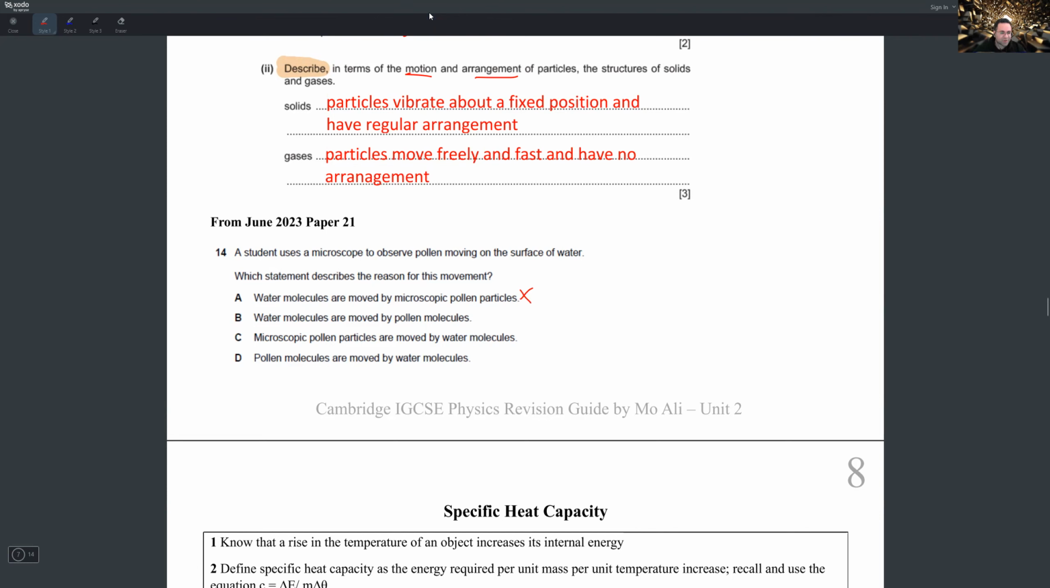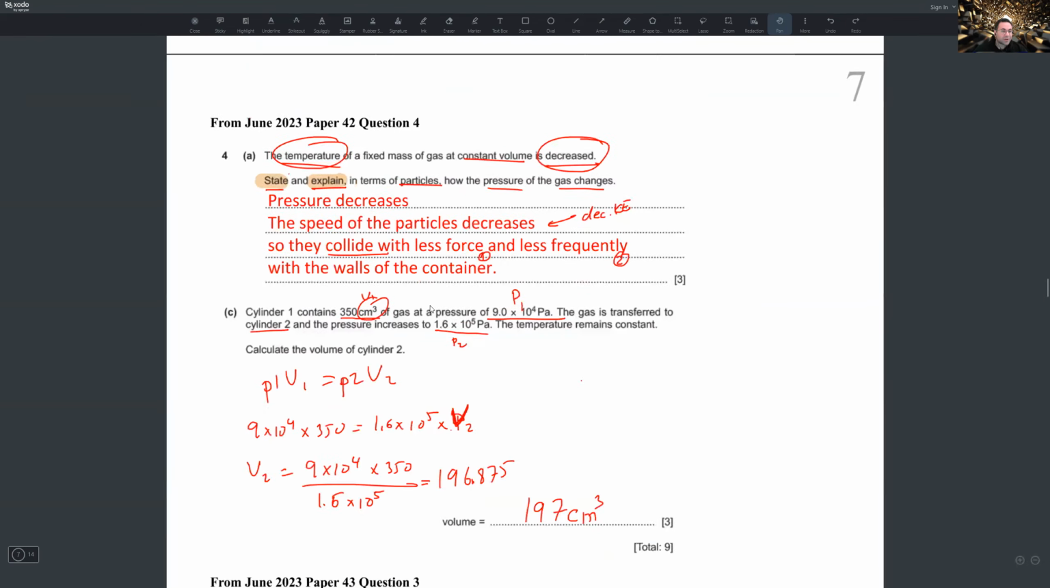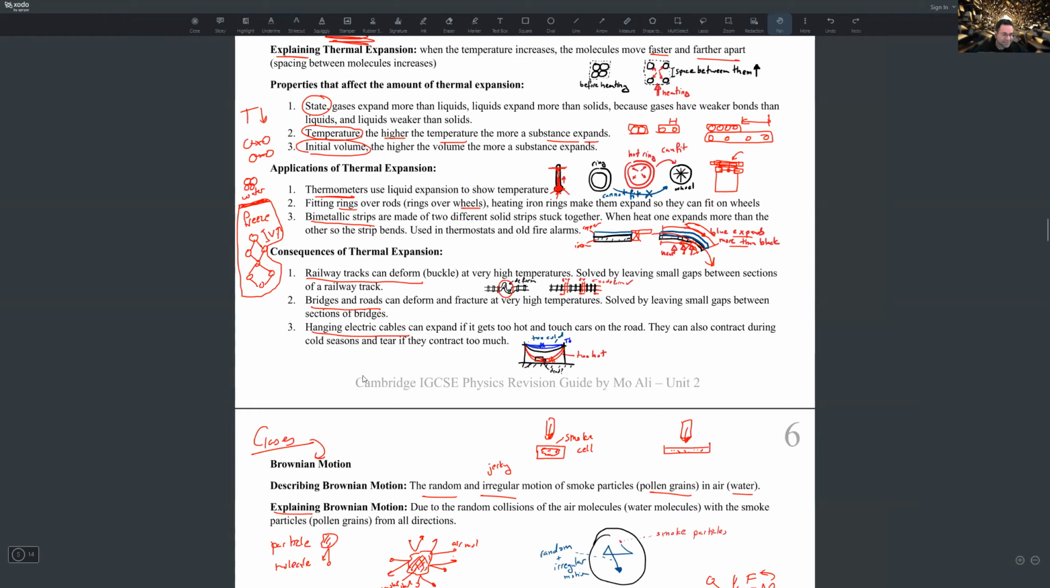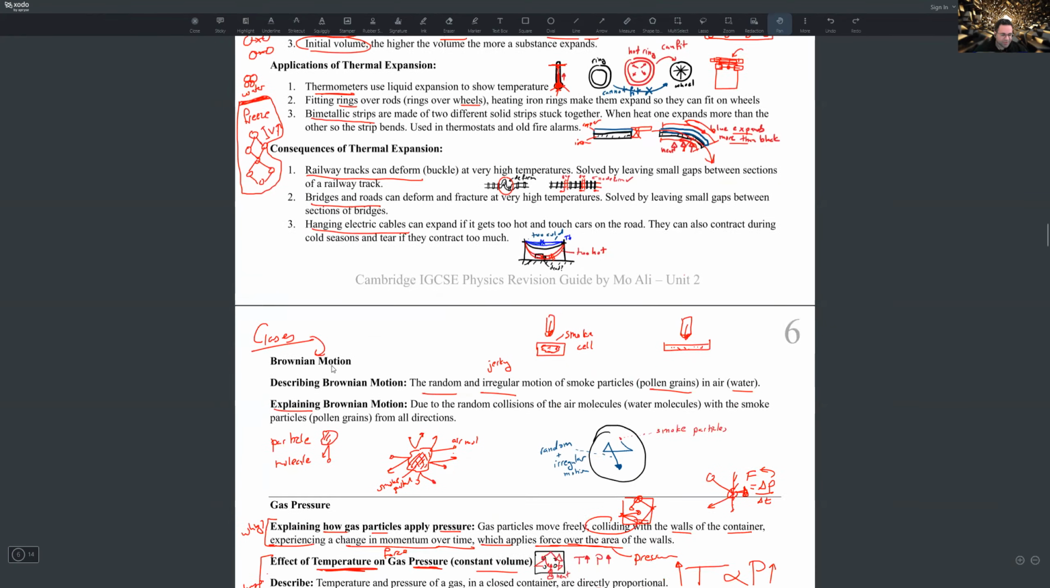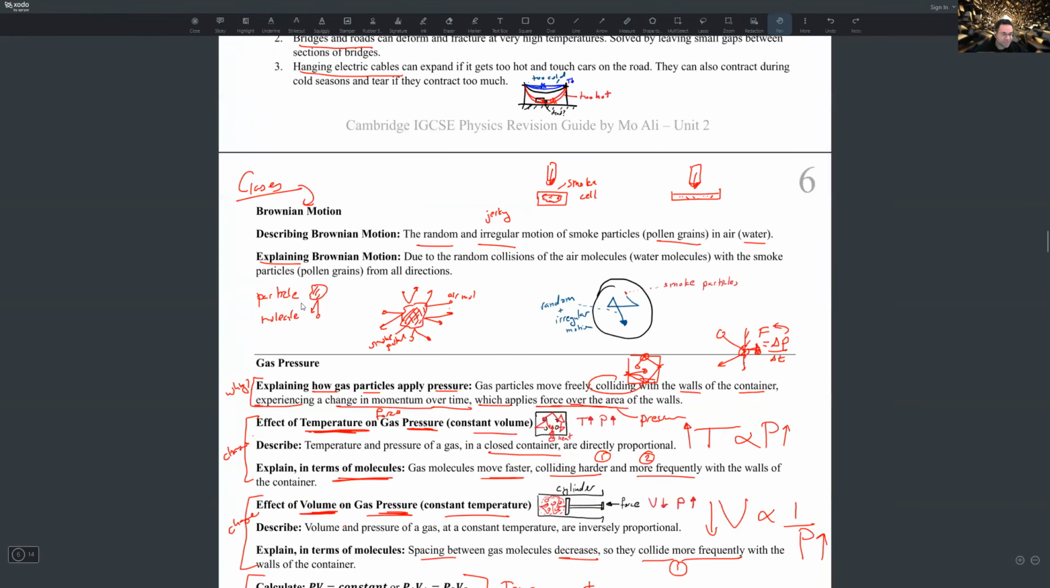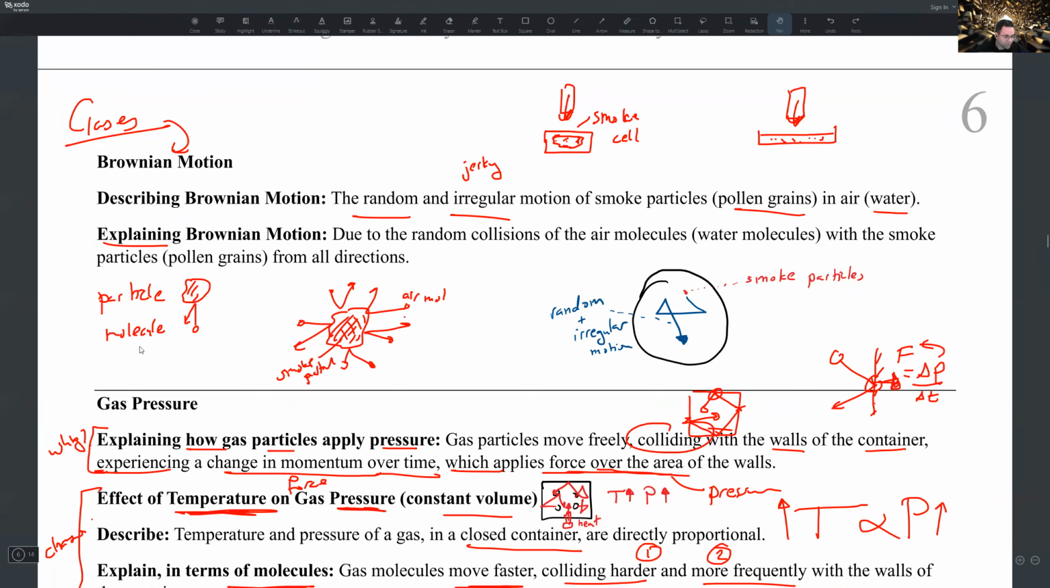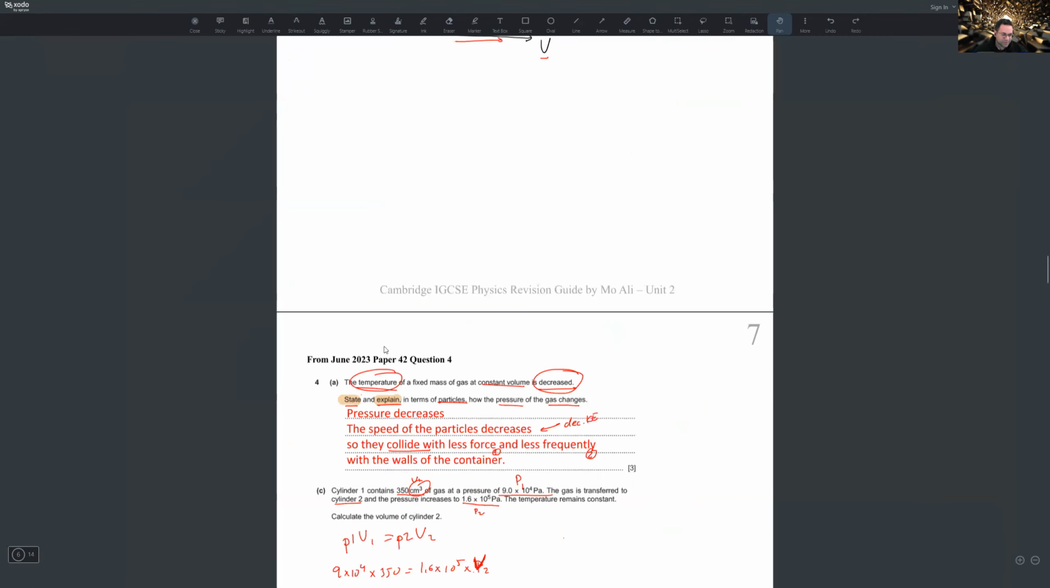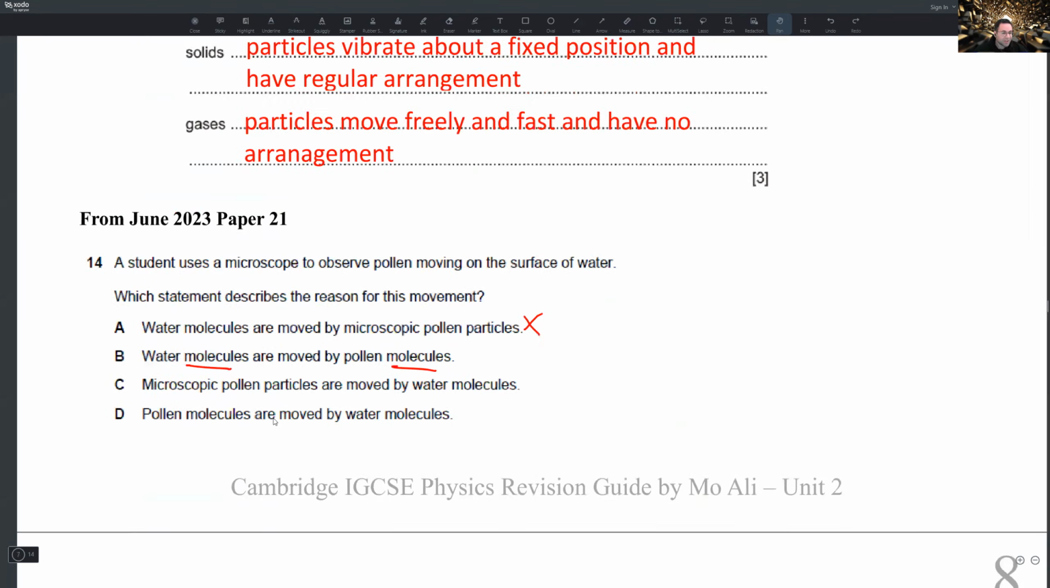The water molecules are moved by pollen molecules. Are we using the word molecules for both? Remember that distinction in Brownian motion. I said there is a difference: particles and molecules are different things. A molecule is the small thing, so water or gas. And the particle is the smoke or the pollen grain. It's bigger. So back to the question.